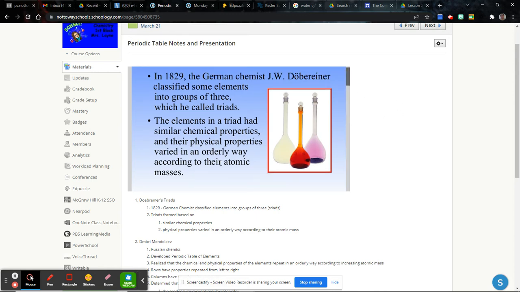So he noticed that some elements would react to water a certain way, to oxygen a certain way, to acids a certain way. He noticed that if you lit them on fire, they behave differently. And when he did those observations, he also noticed that physical properties varied in an orderly way. In other words, their physical properties went up a certain way, went down a certain way, based on the atomic mass of the elements.